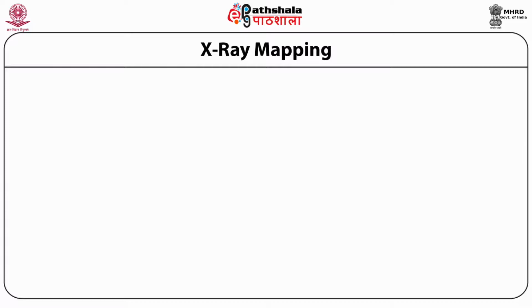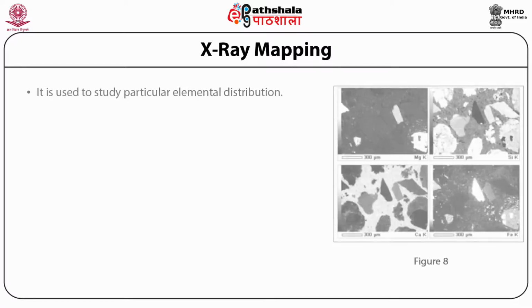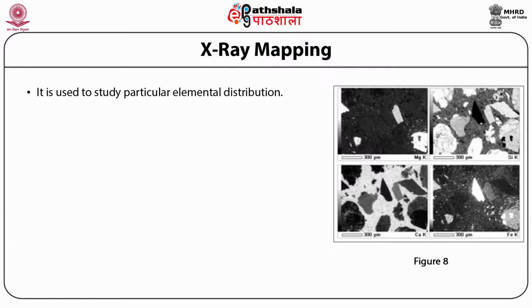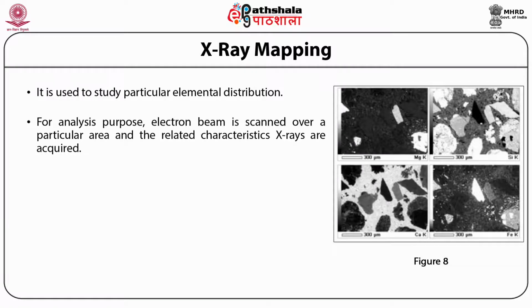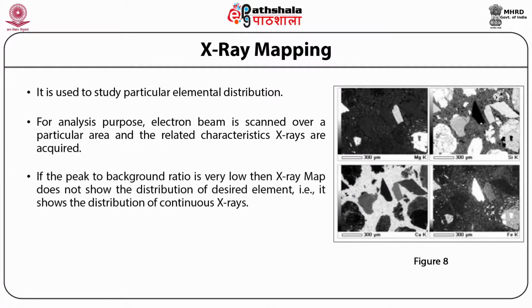Let us now study the X-ray mapping. It is used to study particular elemental distribution. For analysis purpose, the electron beam is scanned over a particular area and the related characteristic X-rays are acquired. If the peak to background ratio is very low, then the X-ray map does not show the distribution of desired elements. That is, it shows the distribution of continuous X-rays.